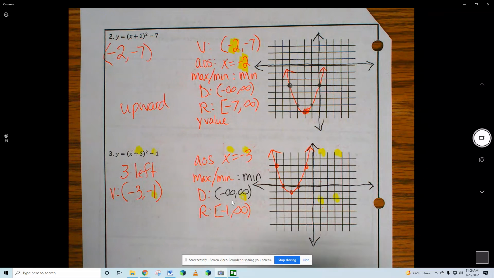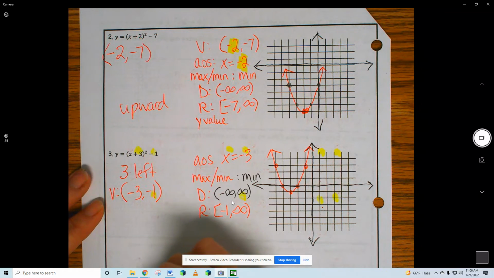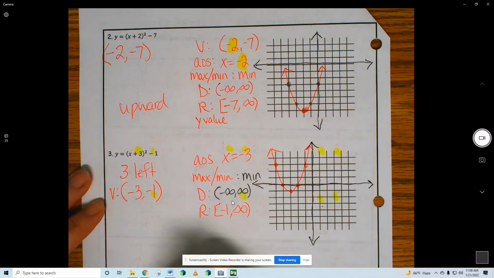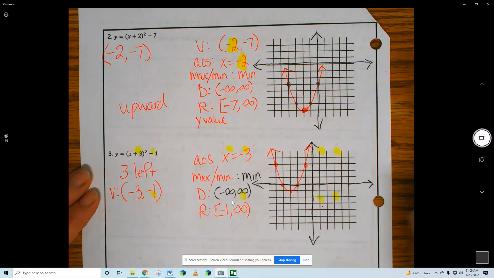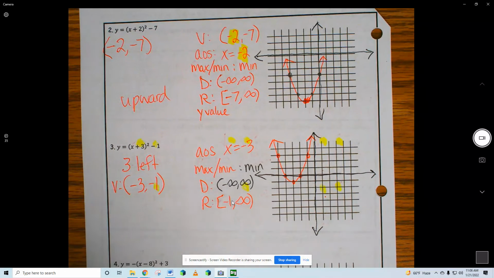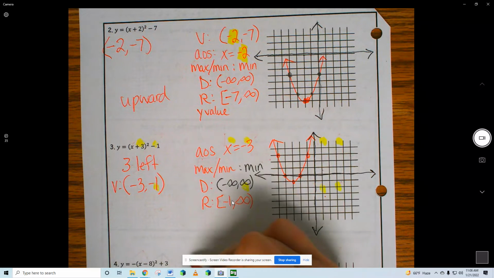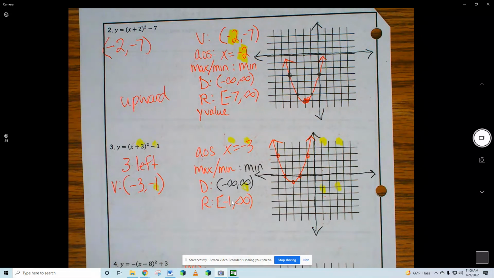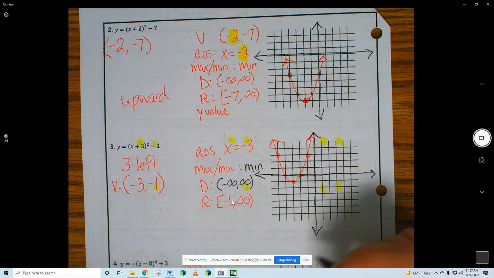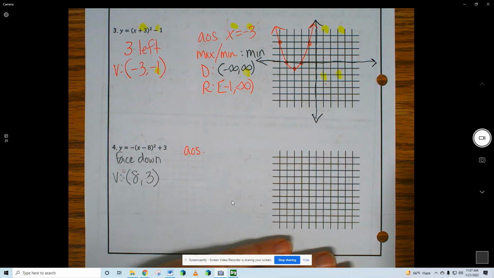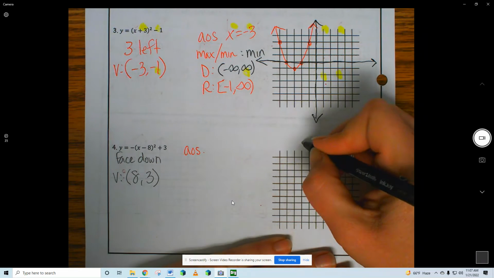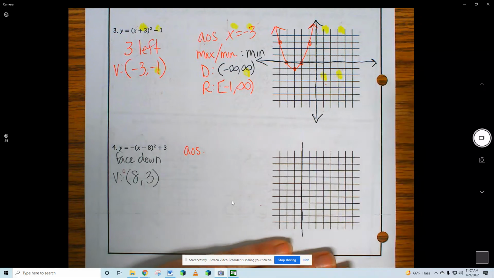Number 4 faces down. 8 to the right, 3 up. Eight to the right, I better make room for that. If I'm going to go 8 to the right, I'm going to move over. I'm going to go way over here with my y-axis because I have to go 8 over to the right.